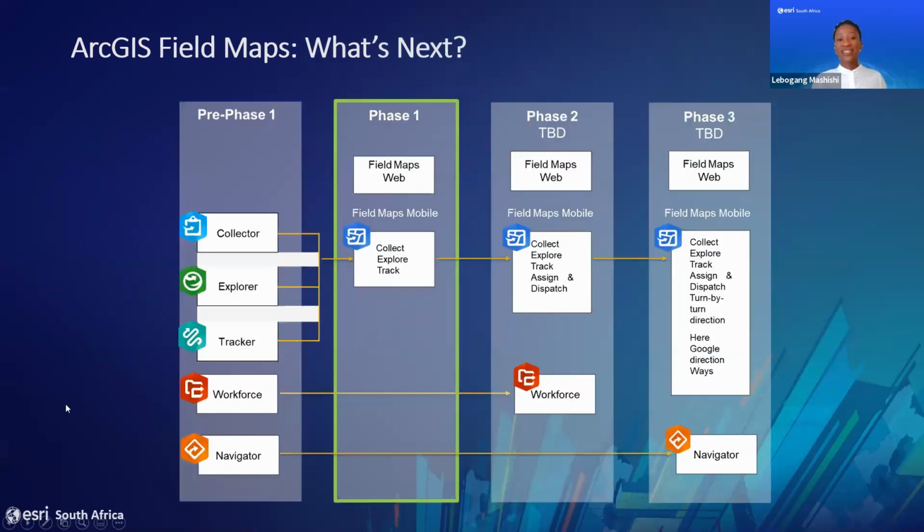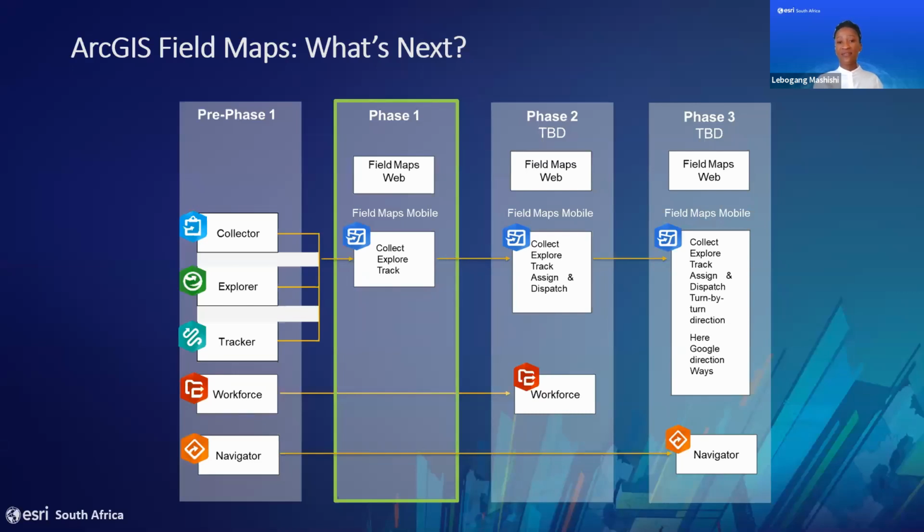Now, what's next? If we take a step back and go back to that first slide I showed you, a couple of applications that Esri gives our clients to enable you to perform your field operations. We spoke about Collector, Explorer, Tracker, Workforce, as well as Navigator. The vision for ArcGIS Field Maps is that it's going to incorporate all 5 of these applications within one application.